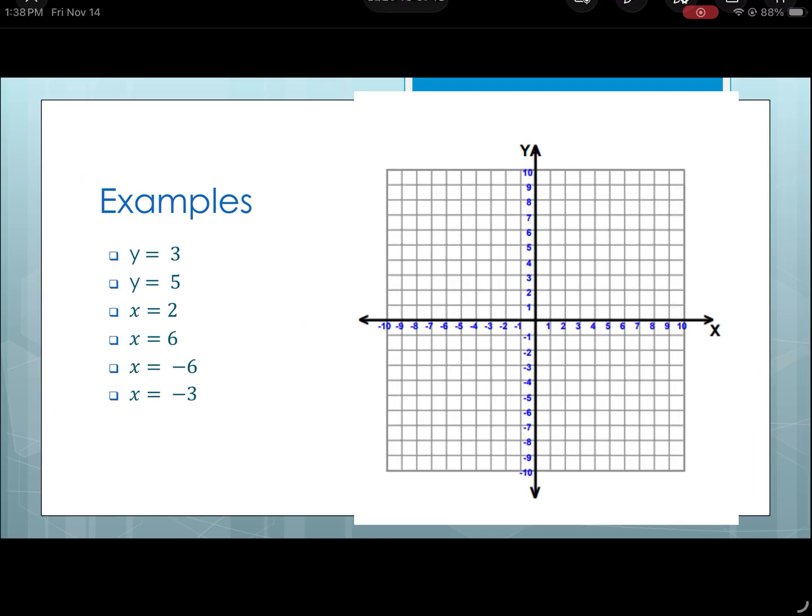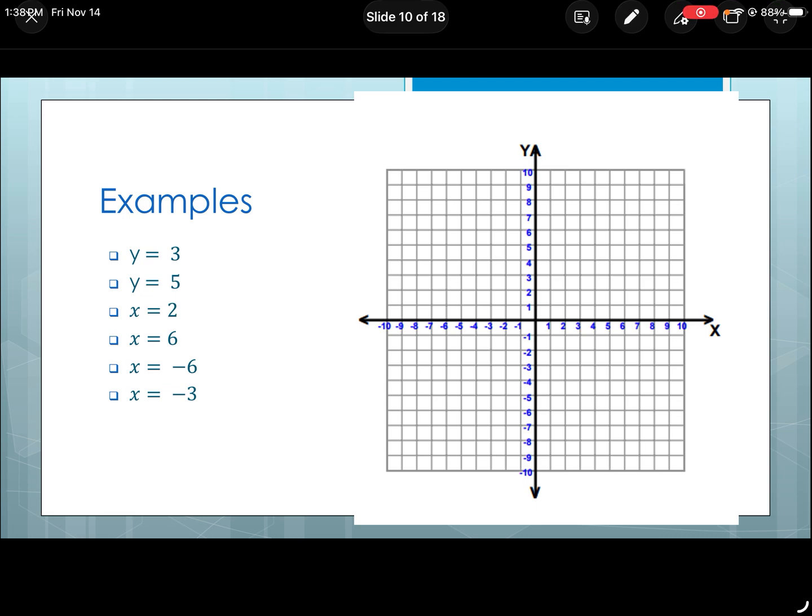Here we go. So what does y equals 3 look like? y equals 3 goes through y at 3. So we draw a line straight across at y equals 3.